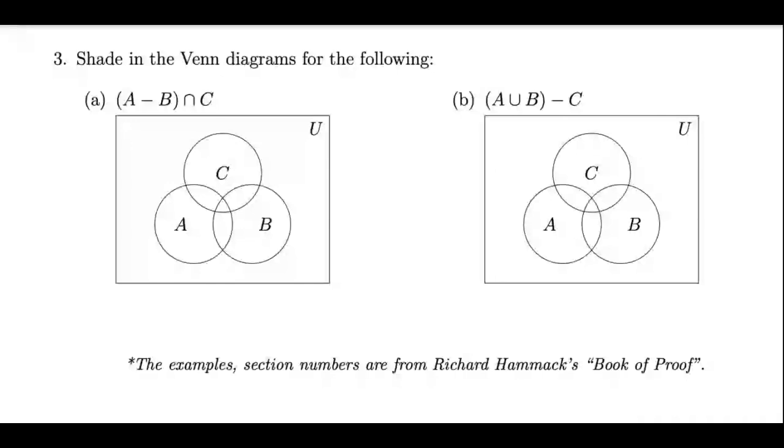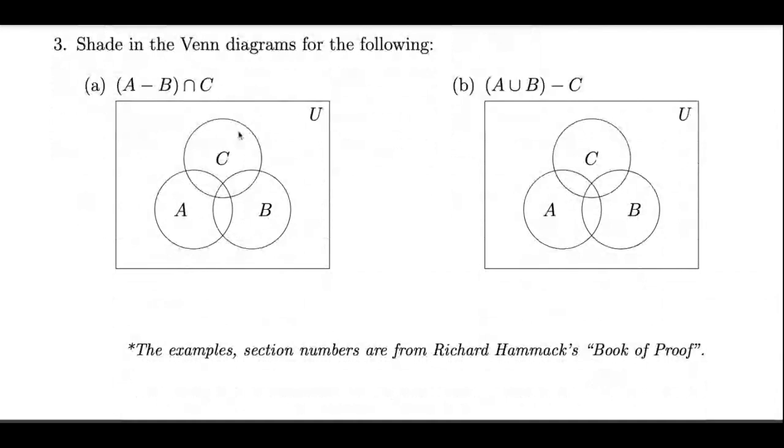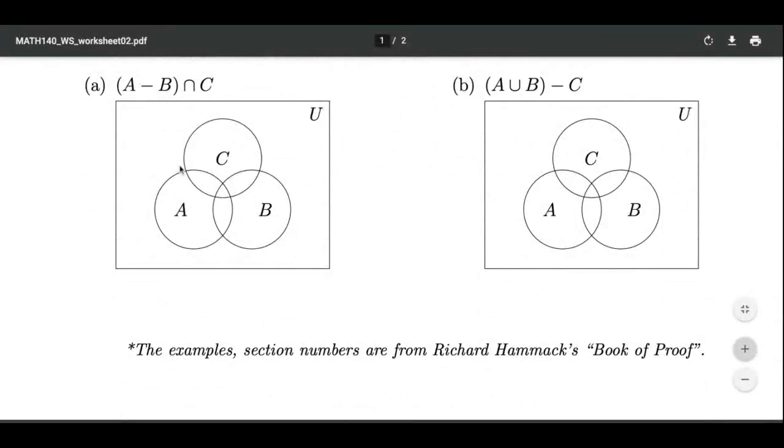So 3, let's share this area. So we have A subtract B, then intersect with C. Right? So A subtract B. Well, we say A is here. Subtract B is only this. So we would have this part. Then intersect with C is this part.